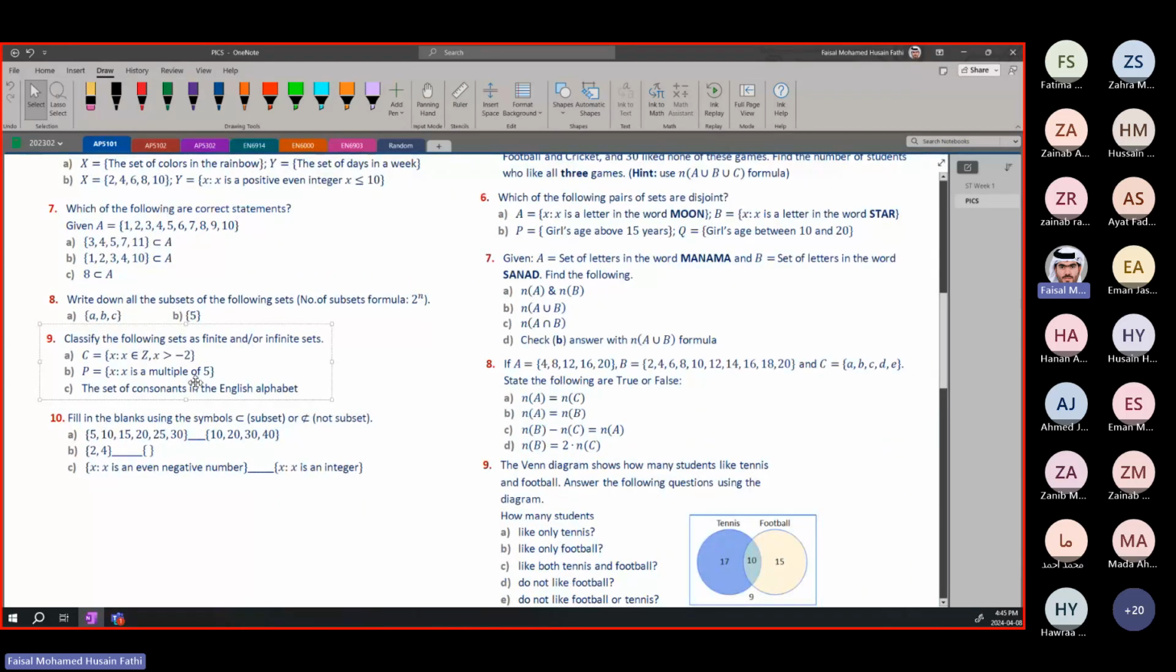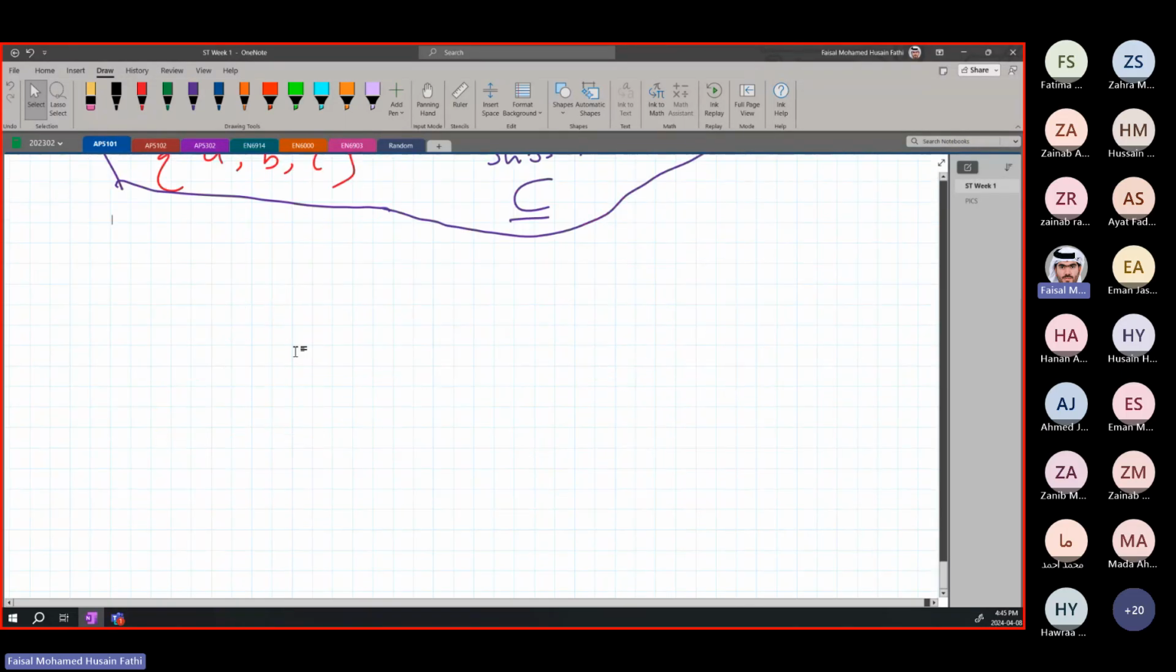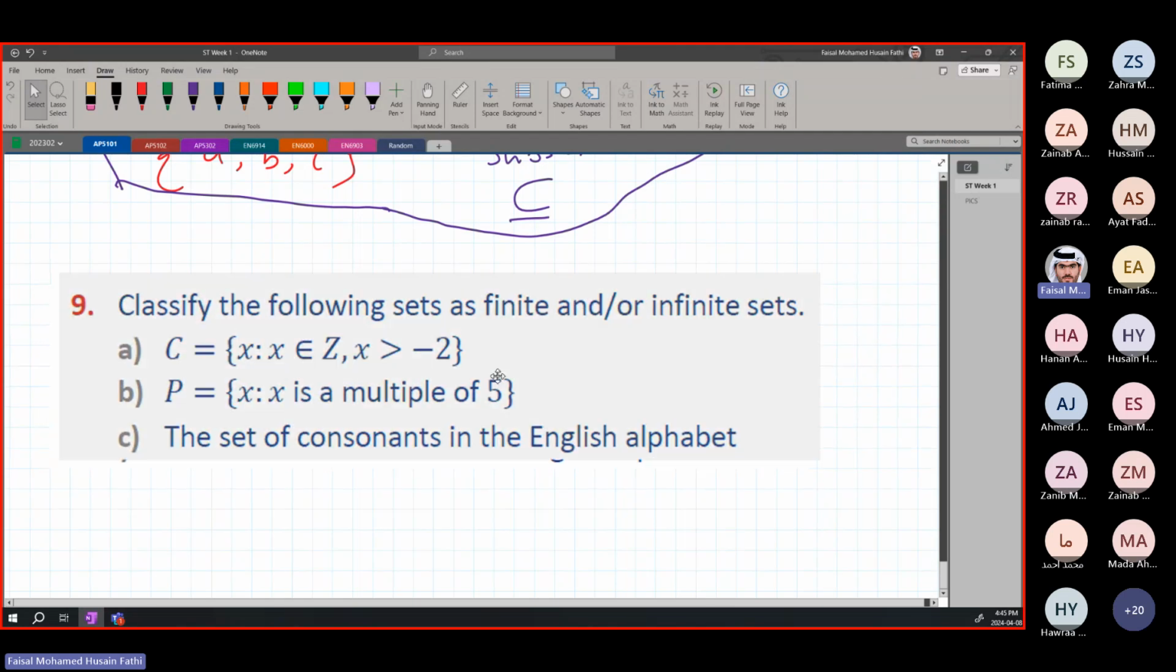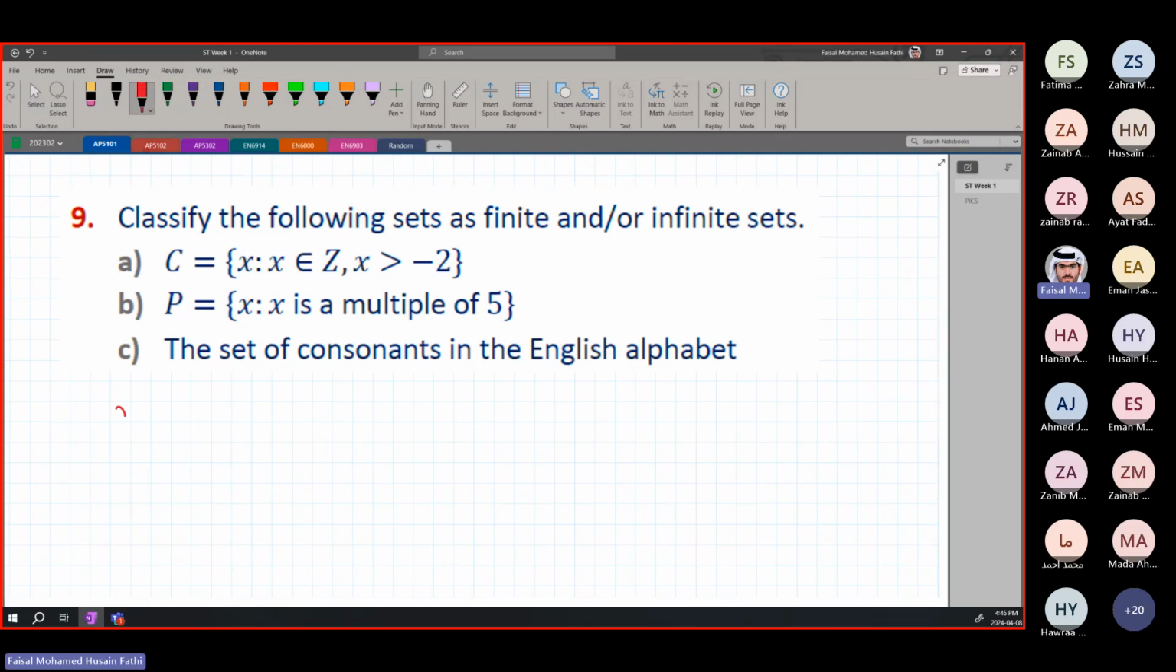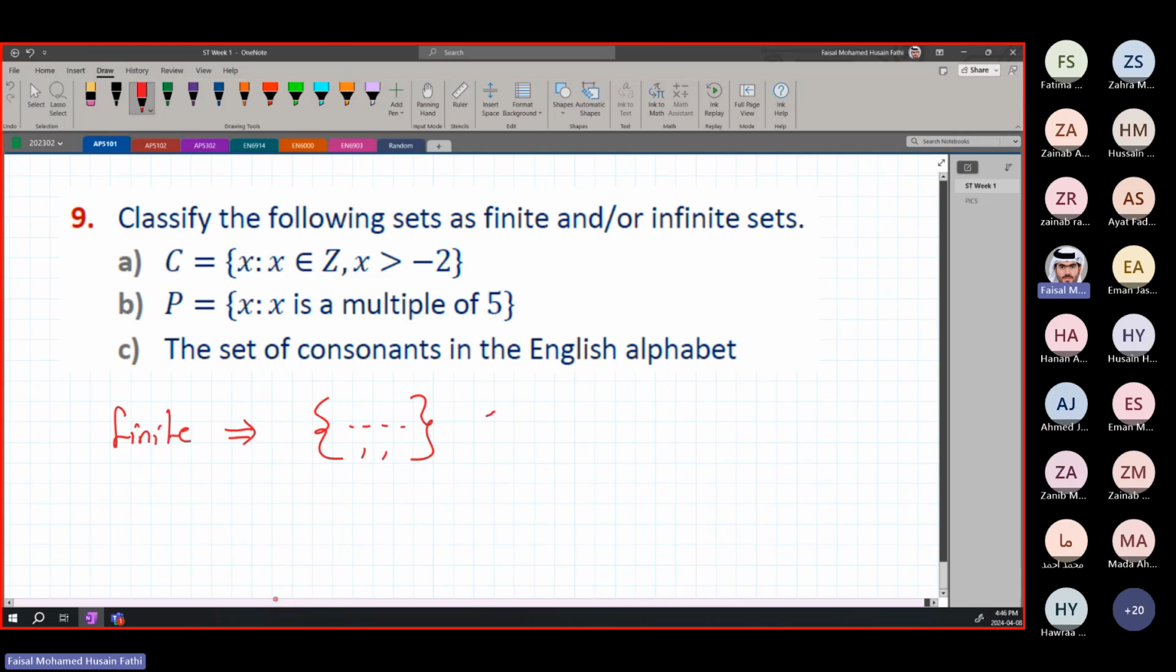Now, infinite and finite sets. So we have two types of sets. We have a finite set and we have an infinite set. Finite means that the set will eventually close and you will have a specific number of values inside, and that's it. All right.